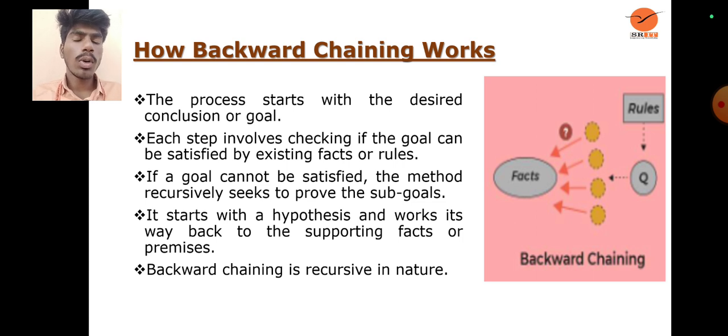The process starts from the goal state. Each step involves checking if the goal can be satisfied by existing facts or rules. It decides whether the goal enters the facts or rule system and whether the rules are satisfied. If a goal cannot be satisfied, the method recursively seeks to prove the sub goals. It starts with a hypothesis and works its way back to the supporting facts or premises. Backward chaining is recursive in nature.